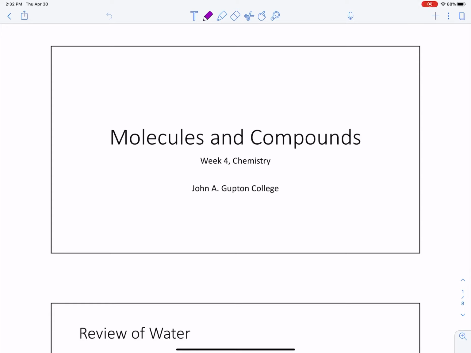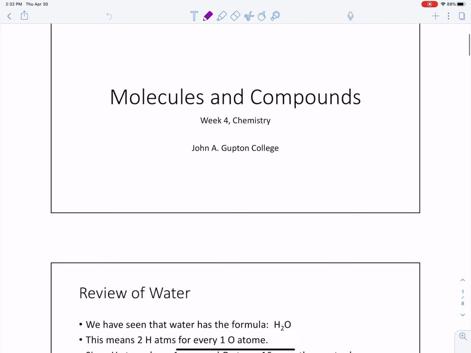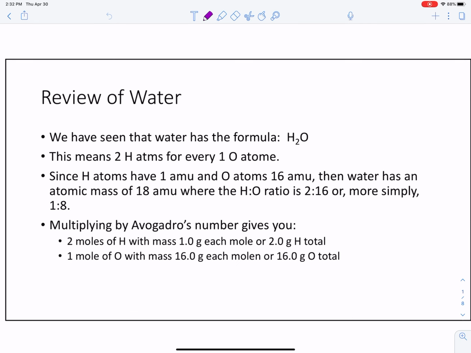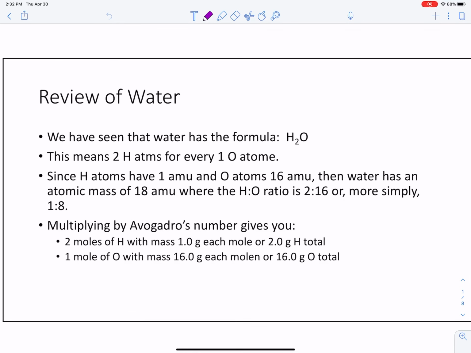Molecules and compounds are the subject matter for this week. I want to begin with a review of water. I showed you before that water has a formula of H2O. This means we have 2 hydrogen atoms for every 1 oxygen atom. Since hydrogen atoms have an atomic mass of 1 and oxygen atoms have an atomic mass of 16, then water has an atomic mass of 18.